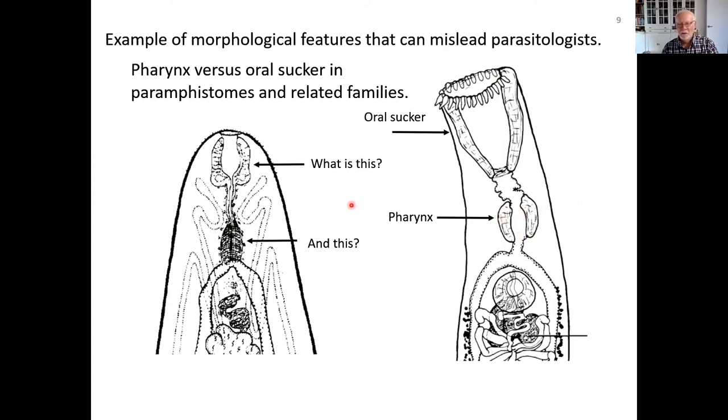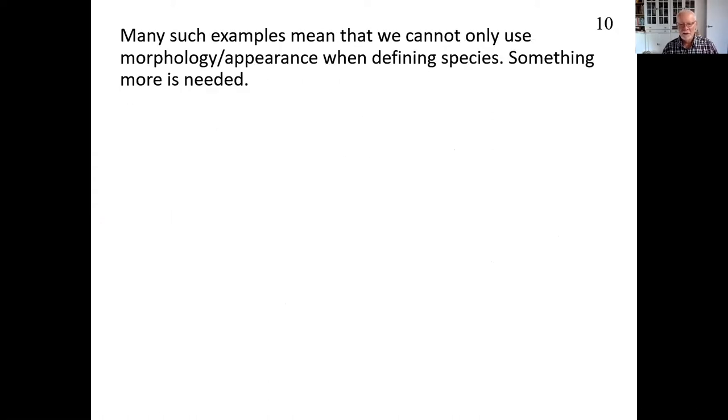So scientists who have worked on these eventually realized that this structure is not an oral sucker. This structure is a pharynx. And this structure is not a pharynx. It is a new structure only found in this kind of trematode. So when we look at the morphology, we can easily be misled just on the morphology. So the morphological species concept is okay, but it has limitations.